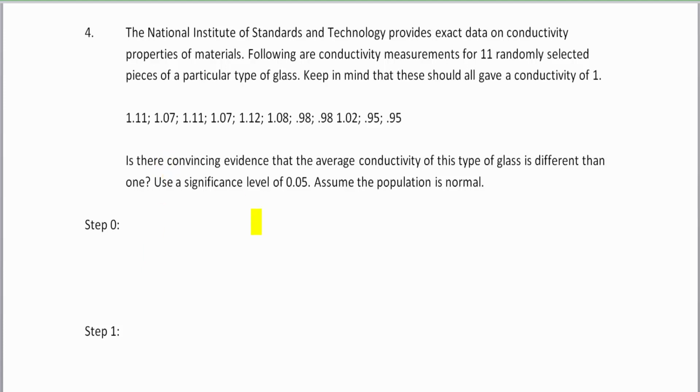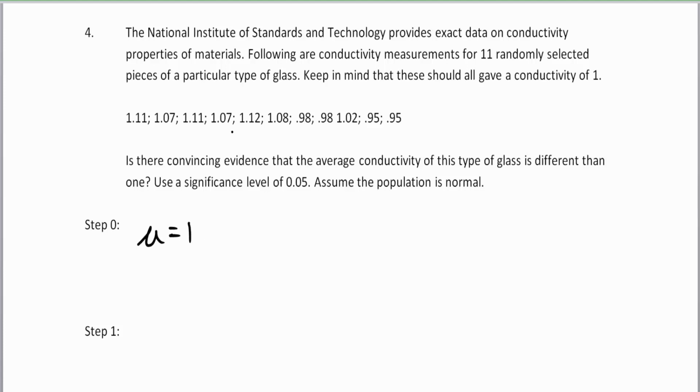Okay, so we have basically some industrial work here with glass. It says the National Institute of Standards and Technology provides exact data on conductivity properties of materials. The following are conductivity measurements for 11 randomly selected pieces of glass. Okay, keep in mind that these glass, they all should have a conductivity of 1. All right, now that is going to be my mu. The glass should have a conductivity of 1.